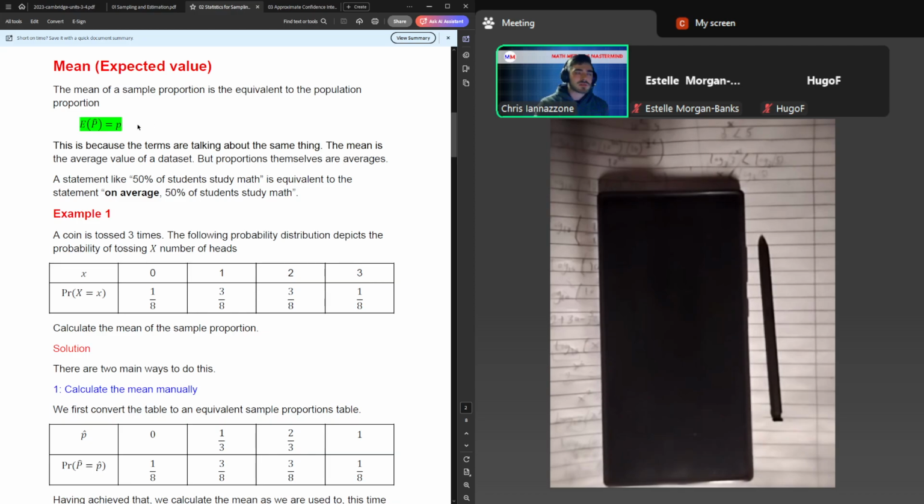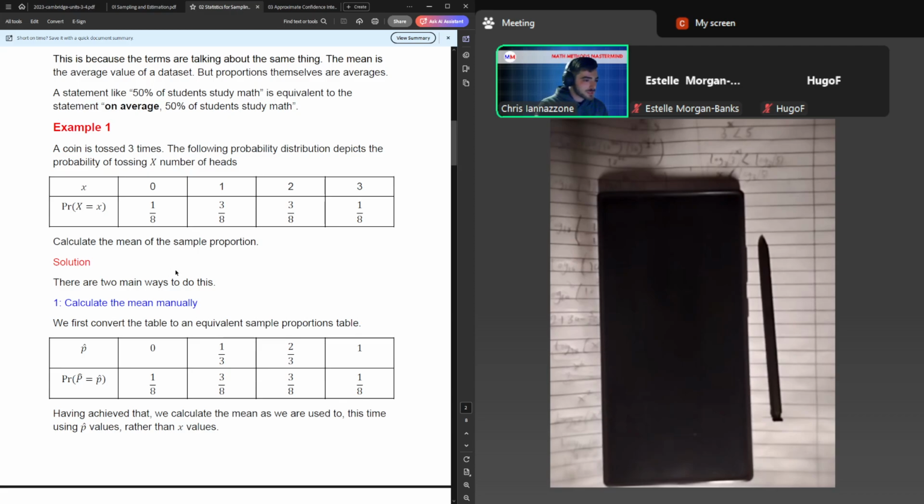Let me say it in another way. A statement like saying 50% of students study math is the same thing as saying the average number of students to study math is 50%. These are talking about the same thing. This one is written in the context of a population proportion, whereas this one is written in the context of a mean, where it had some data that it was pulling from. It's just a slightly different context. All I'm trying to highlight here is that these mean the same thing. So if you're told to calculate the mean of a sample proportion, you just need to figure out what the population proportion is.